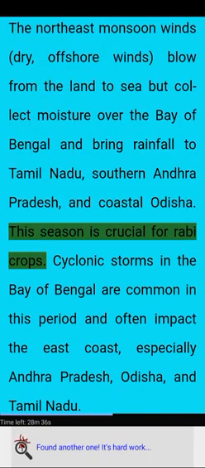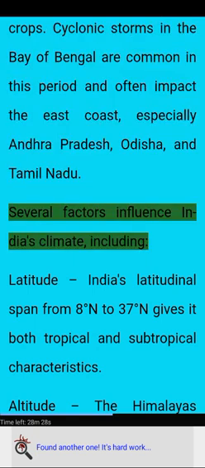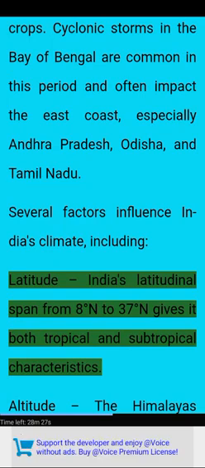This season is crucial for rabi crops. Cyclonic storms in the Bay of Bengal are common in this period and often impact the east coast, especially Andhra Pradesh, Odisha, and Tamil Nadu. Several factors influence India's climate, including latitude. India's latitudinal span from 8 degrees north to 37 degrees north gives it both tropical and subtropical characteristics.